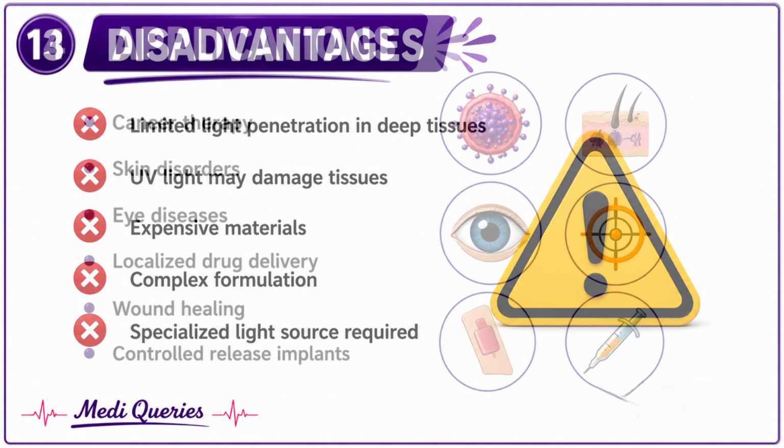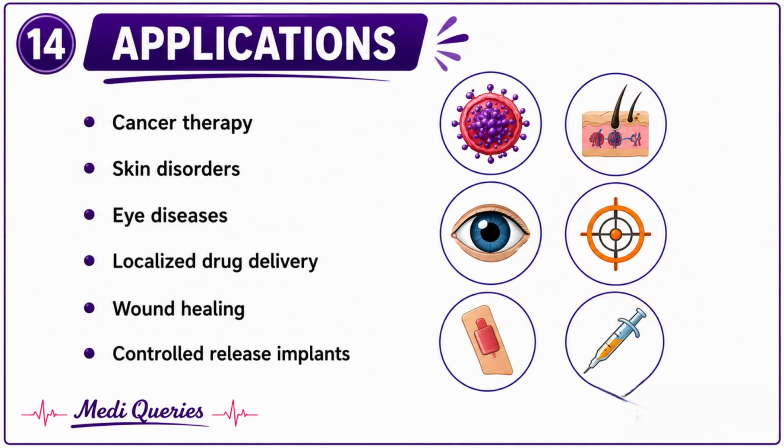Okay, and the next one is the applications. Photoresponsive systems are used in cancer therapy, skin disorders, eye diseases, localized drug delivery, wound healing, and controlled release implants. So these applications help to deliver medicines only where it is needed. Is it clear? Again, I'm telling, these applications help to deliver the medicines only where it is needed.